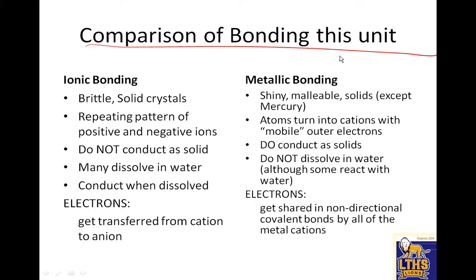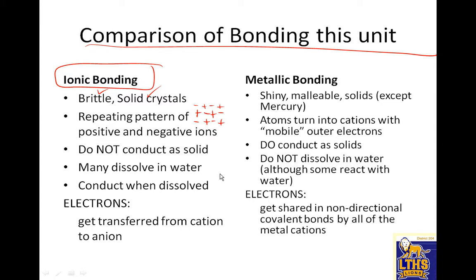So this is what we learned in this unit, ionic bonding. First day we found brittle solid crystals. The repeating pattern of positive and negative, and positive and negative, and positive and negative ions is what we believe the structure of ionic compounds looks like. They do not conduct as solid because those ions are stuck in place. They dissolve in water because water can surround each ion because water is polar.